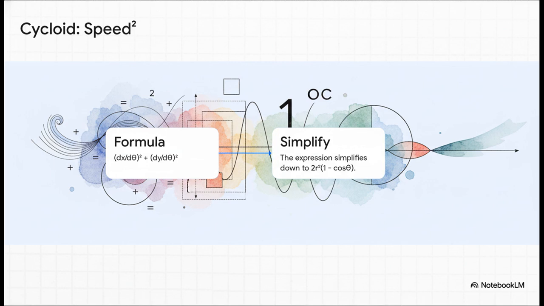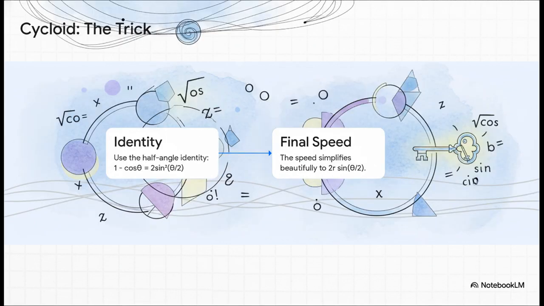Now for the speed calculation. Again, we square both derivatives and add them up. This part takes a little careful algebra for sure. When we expand that first term, we're going to get a cosine squared theta, which will combine with the sine squared theta from the other term, and boom, that becomes 1, just like in the circle example. After you clean up all the terms, the whole thing beautifully simplifies down to 2r squared times the quantity 1 minus cosine theta.